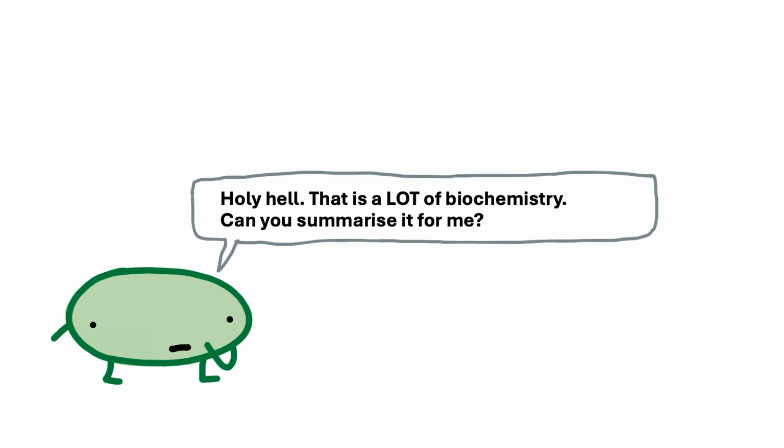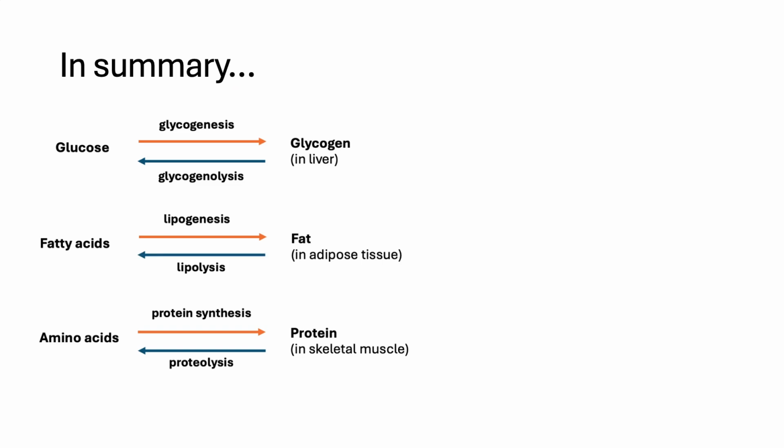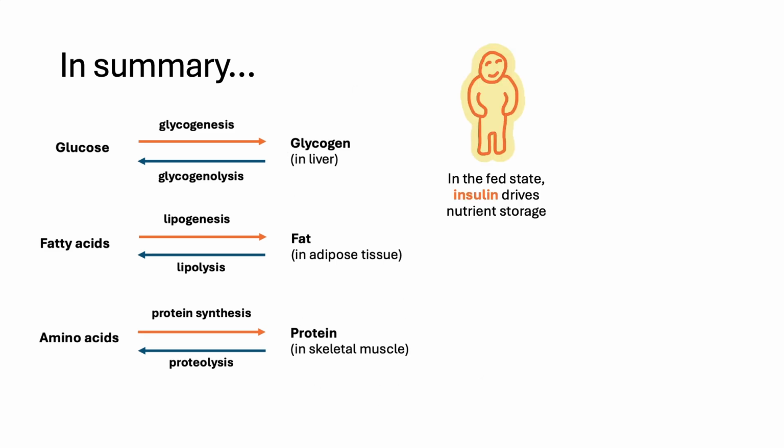Let's summarize. So, in summary, we talked about our three pillars of biochemistry: carbohydrates, fats, and amino acids. And we talked about the anabolic and catabolic processes that go between the building blocks and their storage form. In the fed state, we have all these orange arrows. We build up our building blocks into their storage forms, and insulin drives this process.